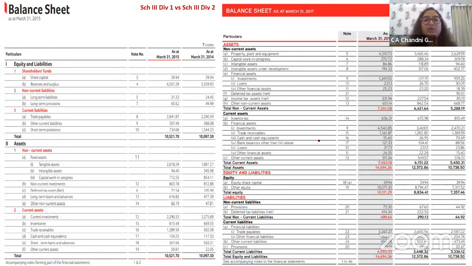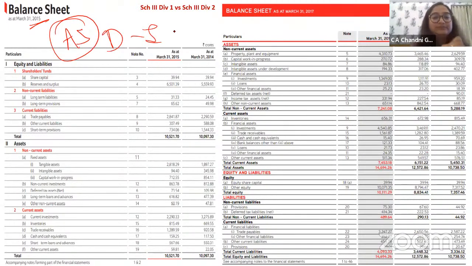So just to show you how it looks, this is an extract from the balance sheet of Hero MotoCorp. Right. This is the balance sheet for the year 2015, when Ind AS were not notified and were not applicable. So the company was applying AS, which means Division 1. So here you can see equity and liabilities are shown first and then assets.